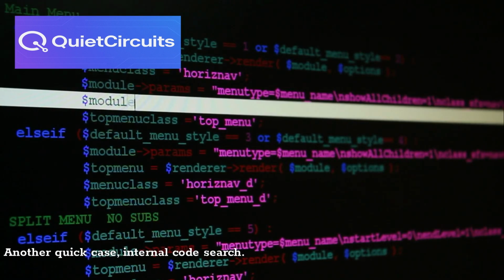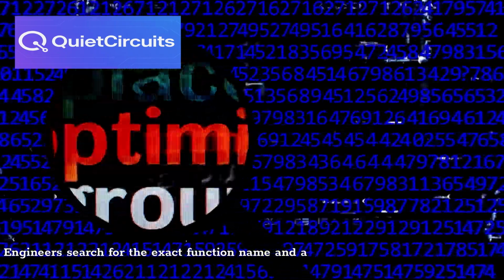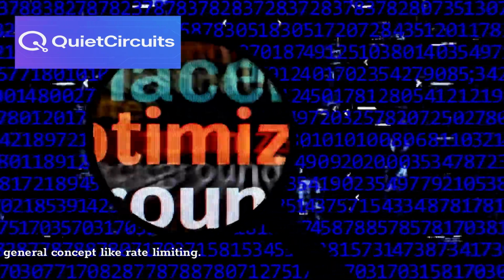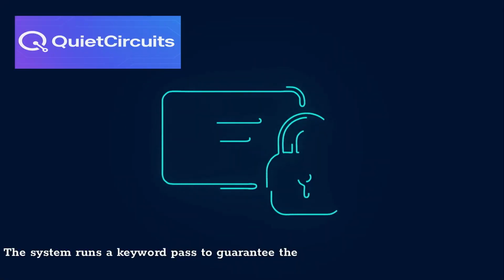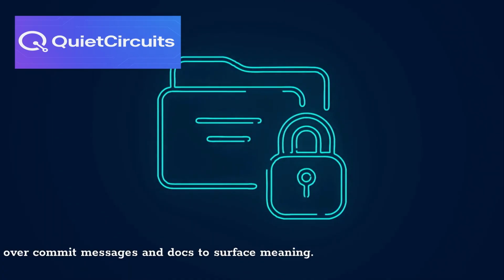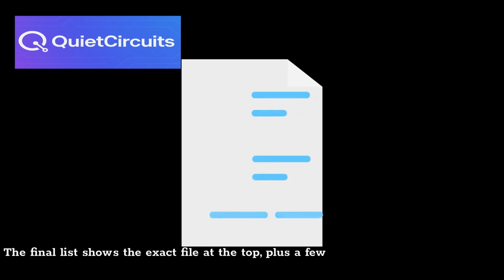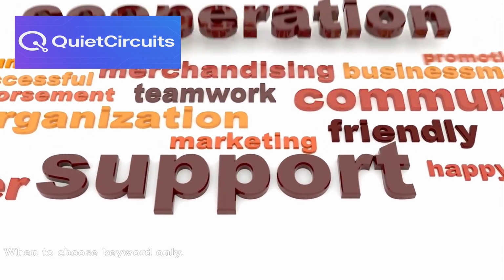Another quick case. Internal code search. Engineers search for the exact function name and a general concept like rate limiting. The system runs a keyword pass to guarantee the function name appears in the code file, and a vector pass over commit messages and docs to surface meaning. The final list shows the exact file at the top, plus a few tutorials that explain how to use it. Precision plus discovery.